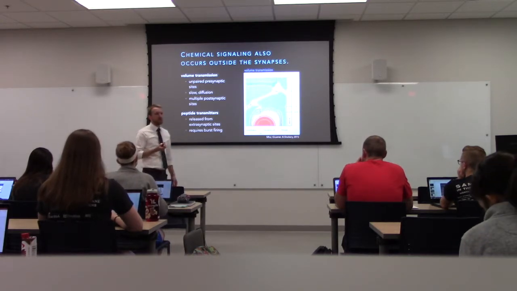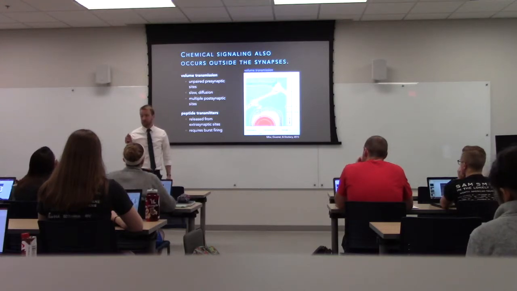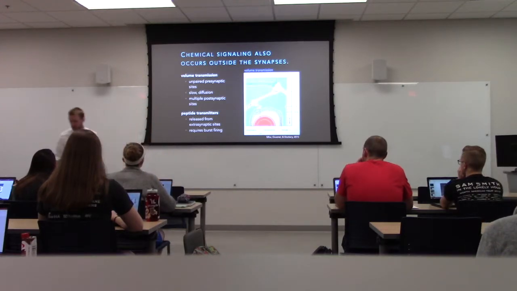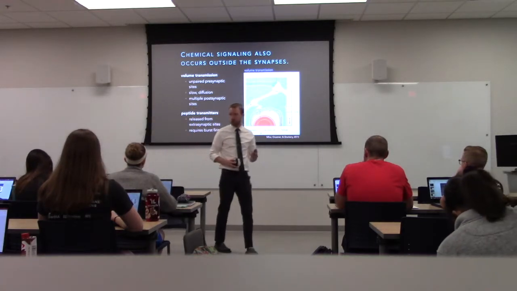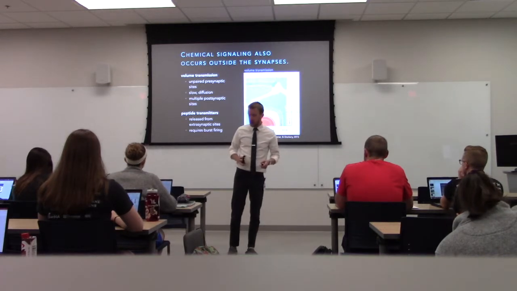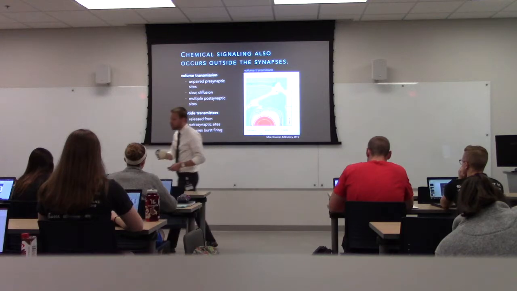Now, chemical synapses don't have to just have that 20 nanometer gap. Sometimes they operate by what we call volume transmission. This is going to be true for your neuromodulatory transmitters like your monoamines. Dopamine, for example, can operate by volume transmission. Glutamate does not.